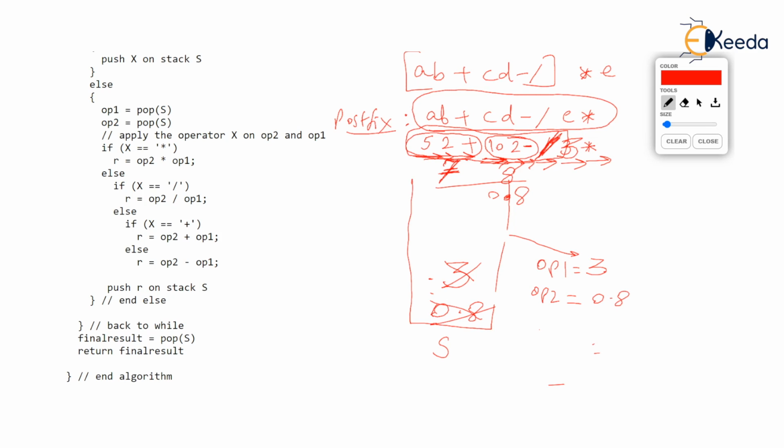And now we will apply multiply. Multiply will be 0.8 into 3, OP2 on the left again, OP1 on the right. And this is going to be something like 2.4. And this is the result, 2.4, which will be pushed on the stack. So stack will now contain only one value, one answer, that is 2.4. And this is our final.